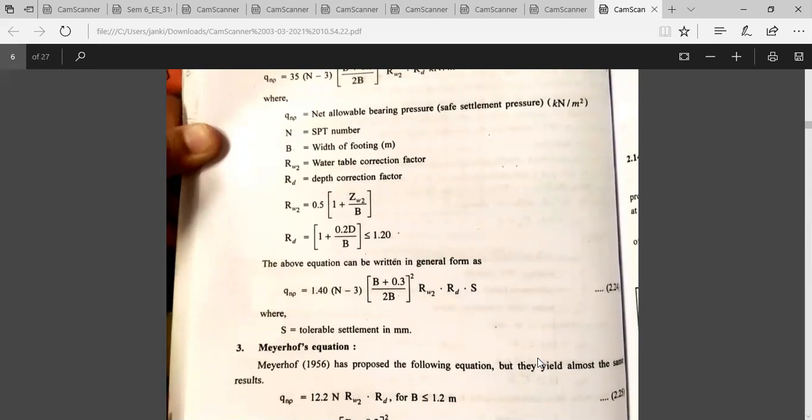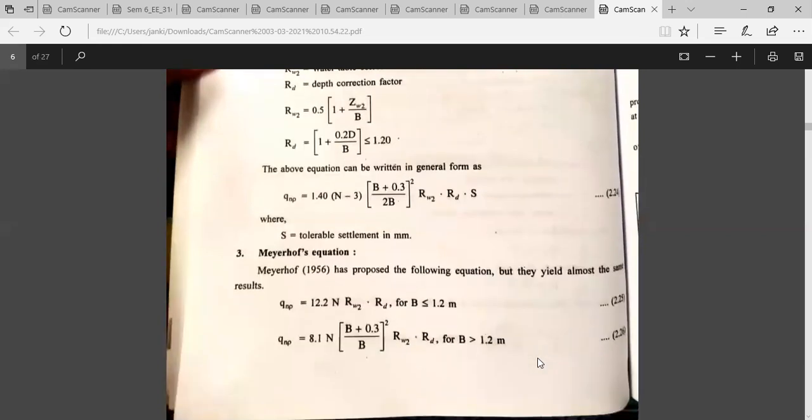The equation of Rw2 is 0.5 (1 + Zw2 / B). The Rd equation is 1 + 0.2 D / B, less than or equal to 1.20. So the above equation can be written in general form as q_np = 1.40 (N - 3) ((B + 0.3) / 2B)^2 Rw2 Rd S, where S is the tolerable settlement in mm, right?